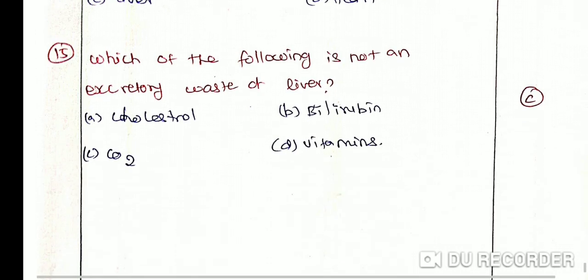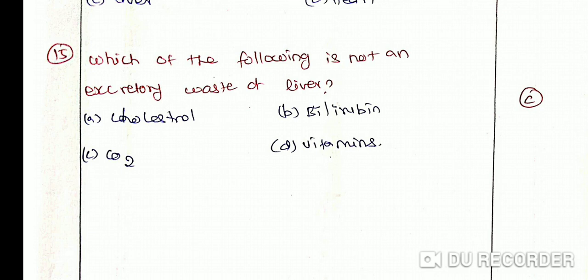Next question: which of the following is not an excretory waste of liver? Option A, cholesterol. Option B, bilirubin. Option C, CO2. Option D, vitamins. The correct answer is option C, CO2, carbon dioxide. Explanation: carbon dioxide is not an excretory waste of liver. Our liver secretes bile which contains bile pigments like bilirubin and biliverdin, whose excess can be a waste product. Some other excretory products of liver are cholesterol, degraded steroid hormones, vitamins and drugs. These wastes tend to pass along with the digestive wastes.